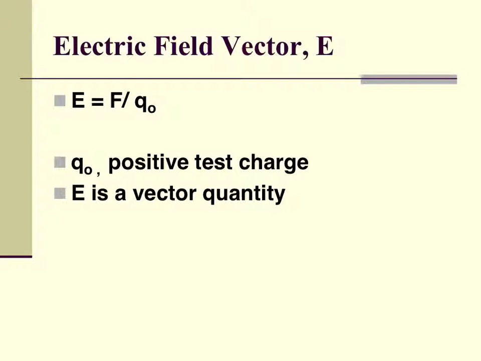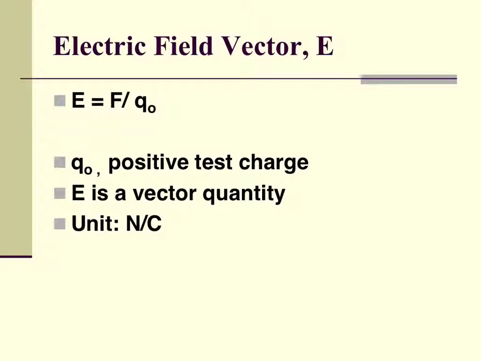Now from a quantitative point of view, the electric field vector, which we use capital E for, is really force per unit charge. And we always use a positive test charge to figure it out. E is a vector quantity, so therefore direction matters. It's easiest to figure out direction using our rules of fact that like charges repel and unlike charges attract.